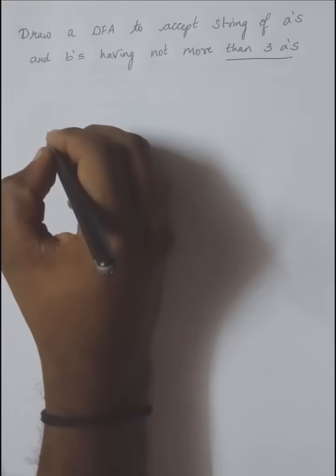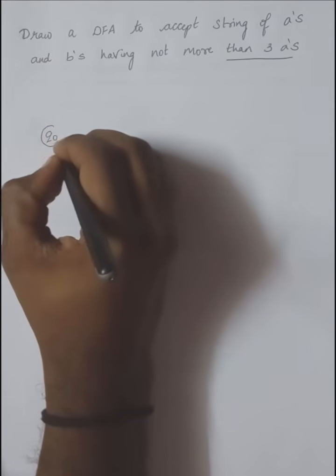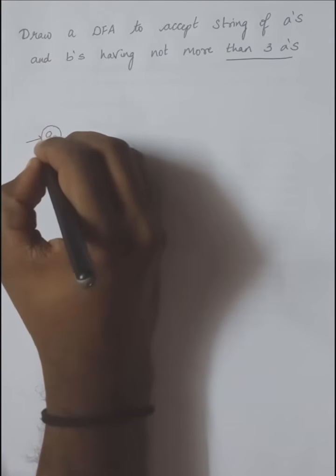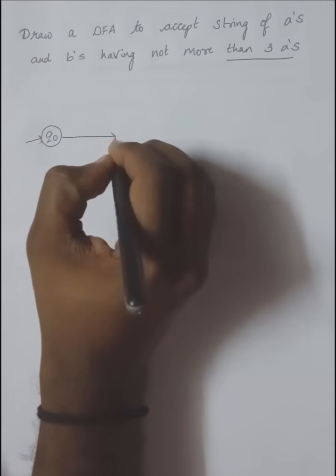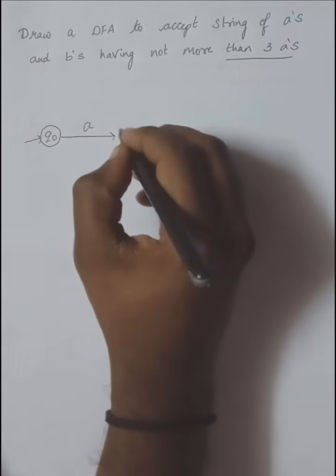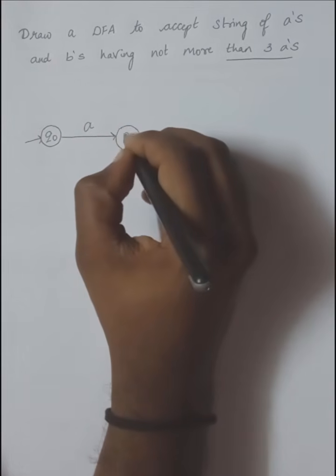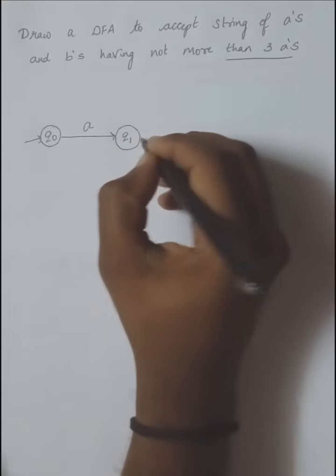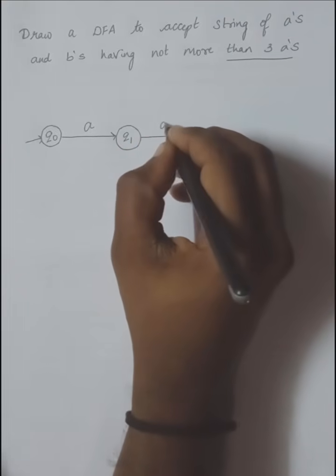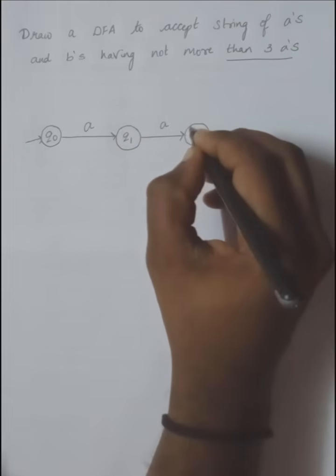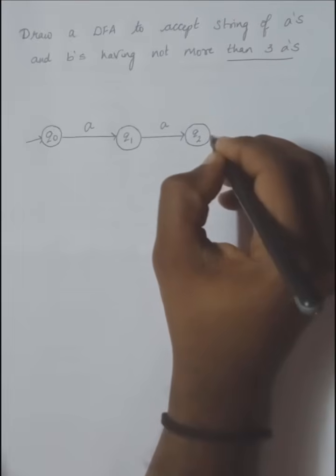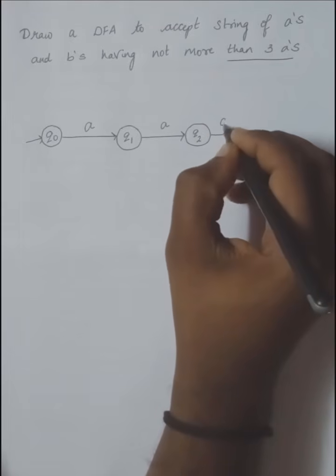So as usual, we'll start with the Q0 state. This is the first state. We'll give the first input A. That is one input A, so we go to the state Q1. Again we'll take one more input A, and we go to the state Q2. Again it can accept one more A.